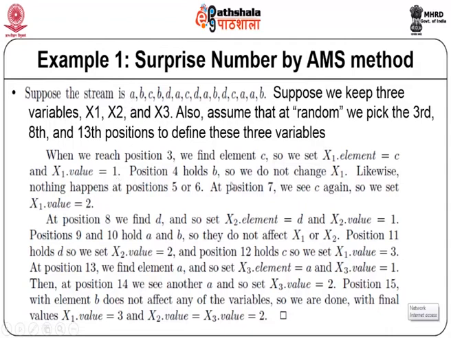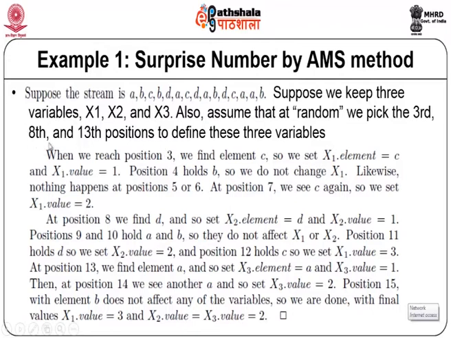Next, we are going to take a look at the 4th position. The 4th position holds a value b. So, we need not change x1 dot value. Likewise, nothing happens till position 5 or 6, but at position 7 you once again find the same element c. Now, you will have to change the x1 dot value to 2 because the element c has occurred twice at position 7.